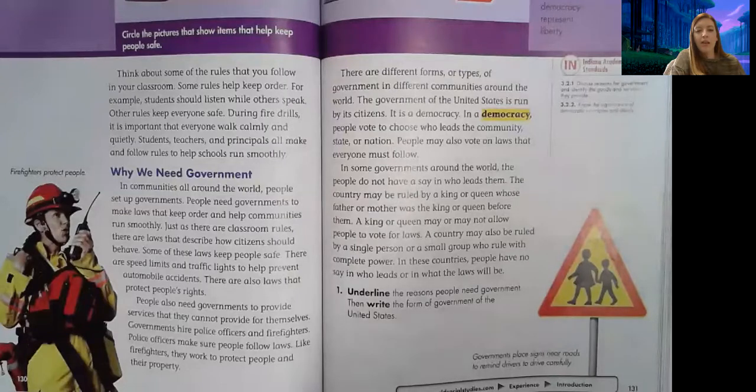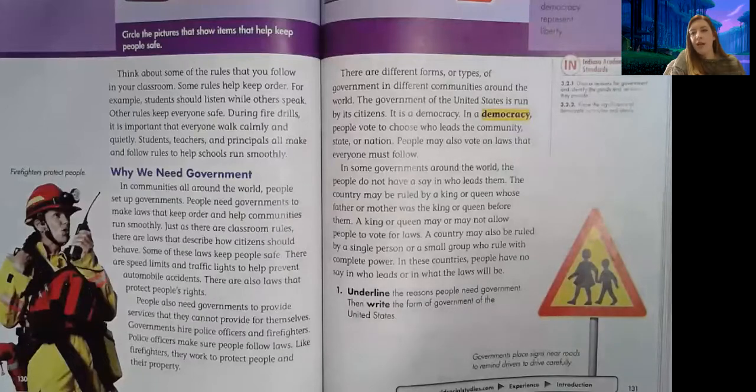People also need governments to provide services that they cannot provide for themselves. Governments hire police officers and firefighters. Police officers make sure people follow laws. Like firefighters, they work to protect people and their property. There are different forms or types of government in different communities around the world.